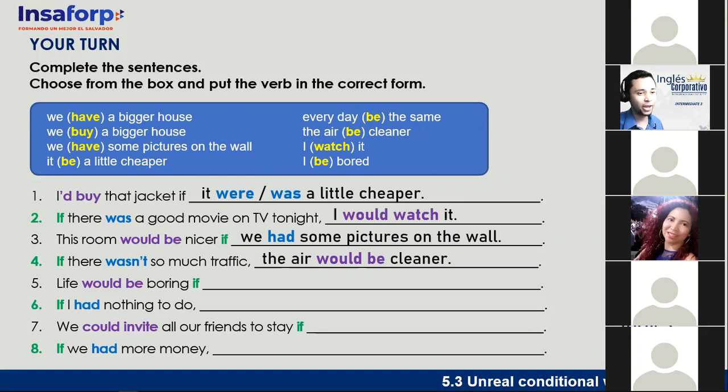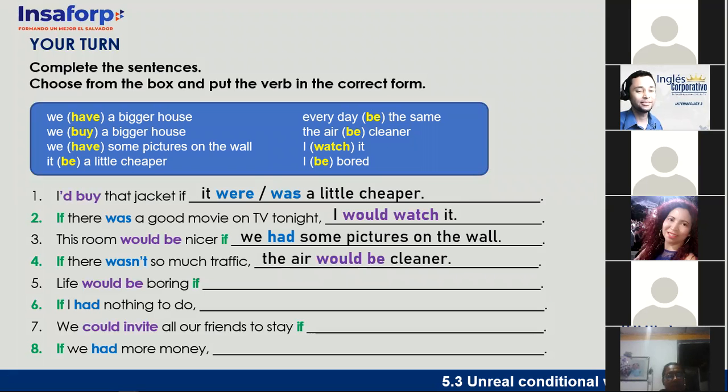Sandra is raising her hand. Do you want to try number five, Sandra? Se me olvidó. Okay, híjole. Okay, no problem. No hay problema. Voy a intentar. Okay. Yes.